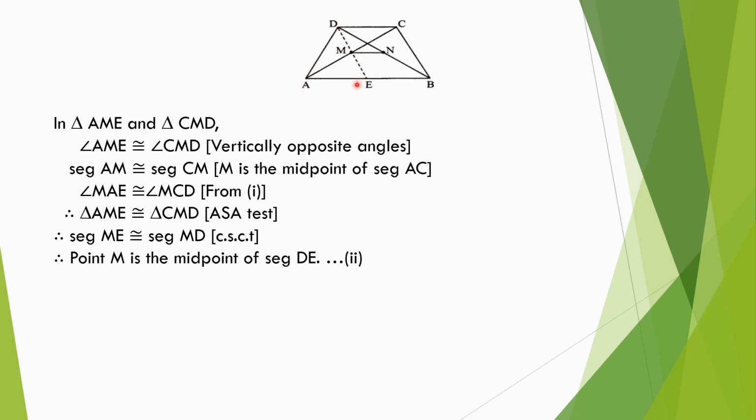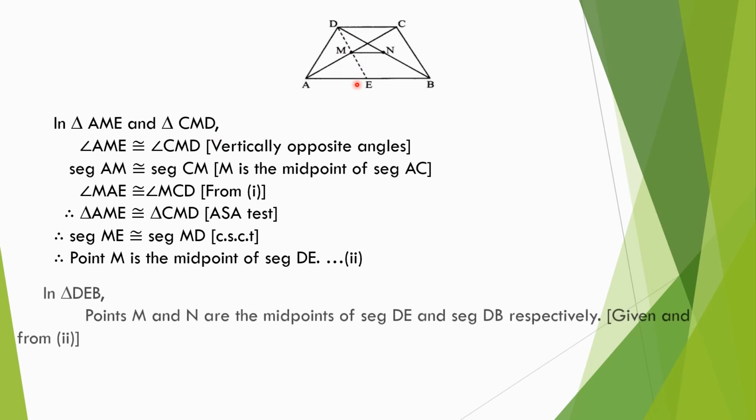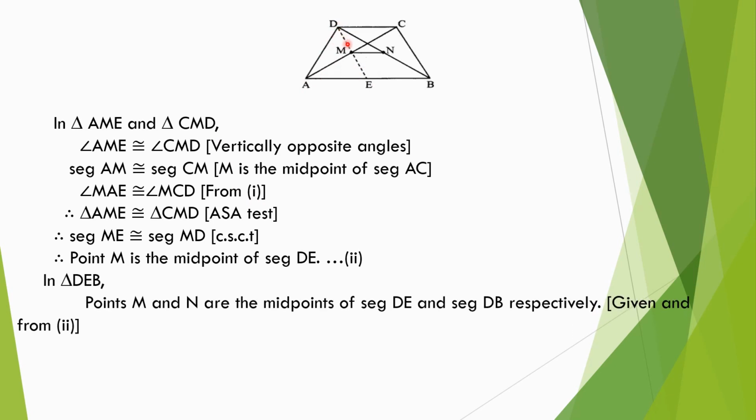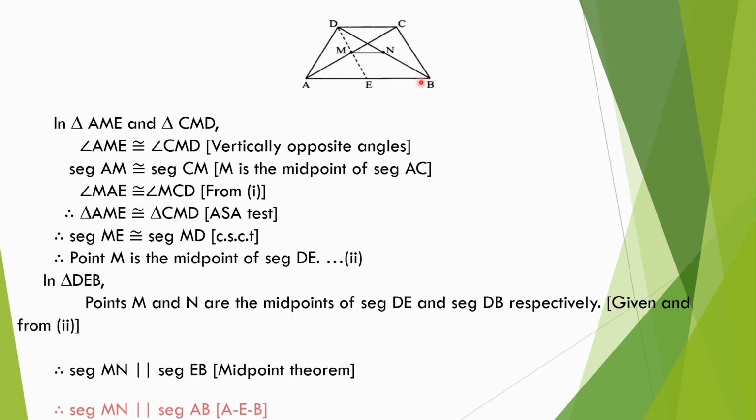And now I am taking the triangle DEB. In this triangle DEB, points M and N are the midpoints of segment DE and segment DB respectively. And therefore, by the midpoint theorem, segment MN parallel to segment EB, and therefore segment MN parallel to segment AB, because A-E-B.